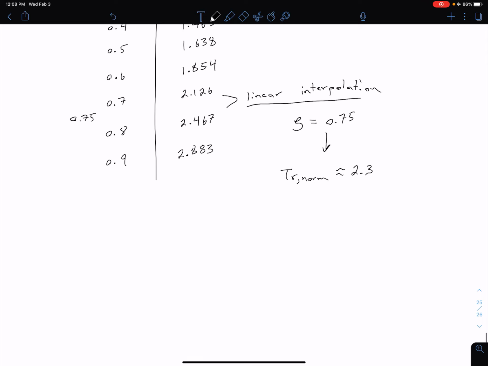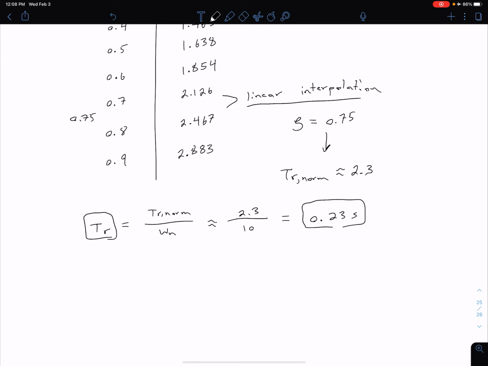So what we need to do to get from our normalized time to our rise time is just divide by our frequency. So TR norm divided by omega n, which is approximately 2.3 that we got from our linear interpolation, divided by our frequency of 10, and that gives us 0.23 seconds.